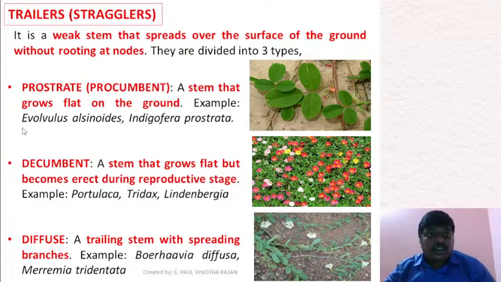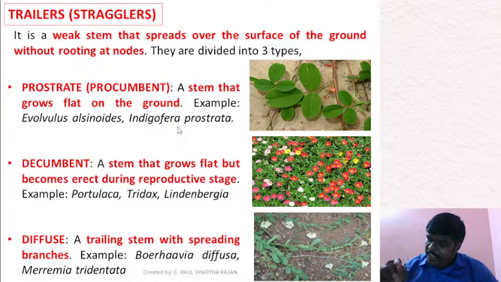Examples, Evolvulus, Indigofera. Children, in this topic, morphology, you will have a lot of examples. I know it is very difficult for you to remember. What you have to do is, in each type, write the example and then write it thrice. Read, write. Read, write. You will remember easily. Okay, children.